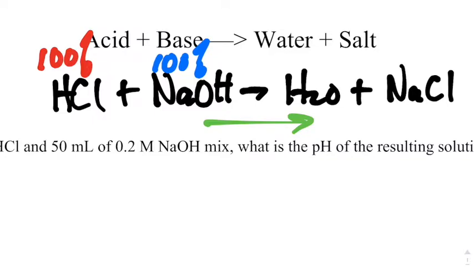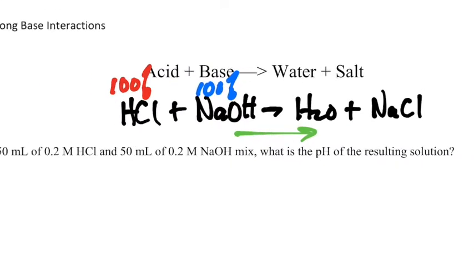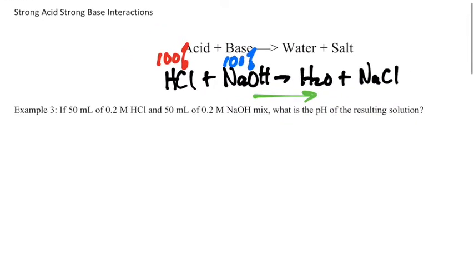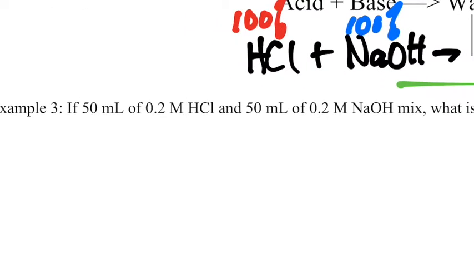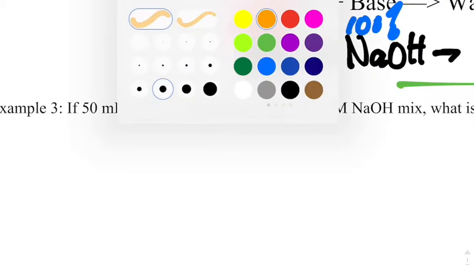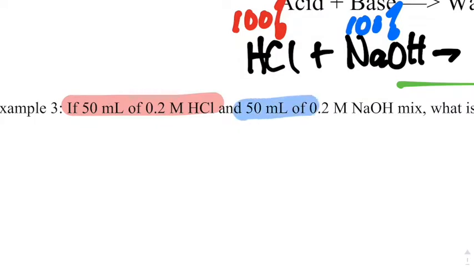Now, it's probably not a shock that if the only thing we end up with is salt water, our pH is going to be 7. Let's prove that one time so that we never have to prove it again. This one says we have 50 milliliters of 0.2 molar hydrochloric acid and 50 milliliters of 0.2 molar sodium hydroxide. A casual observation should indicate that the answer is going to be 7, because you have the same amount of acid as base. But let's go through it long form one time just to prove it.